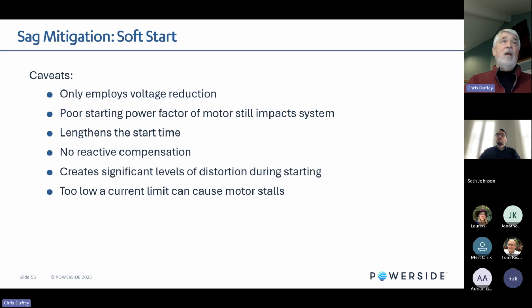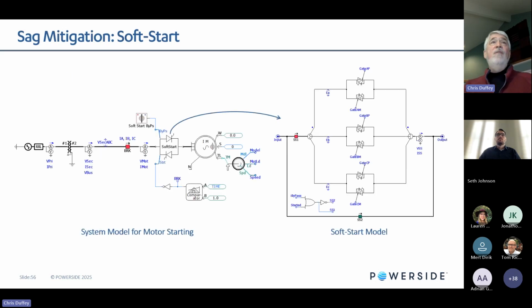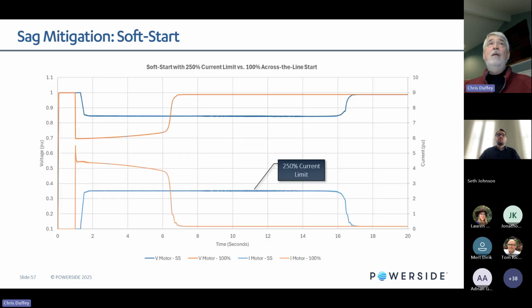It lengthens the start time a lot, no reactive compensation, creates significant levels of distortion, and too low a current limit can cause motor stalls. And we've actually modeled this on the inside of PSCAD. Here's a soft start model. And this is the response we all typically see, right? We get great voltage brought up in this case.